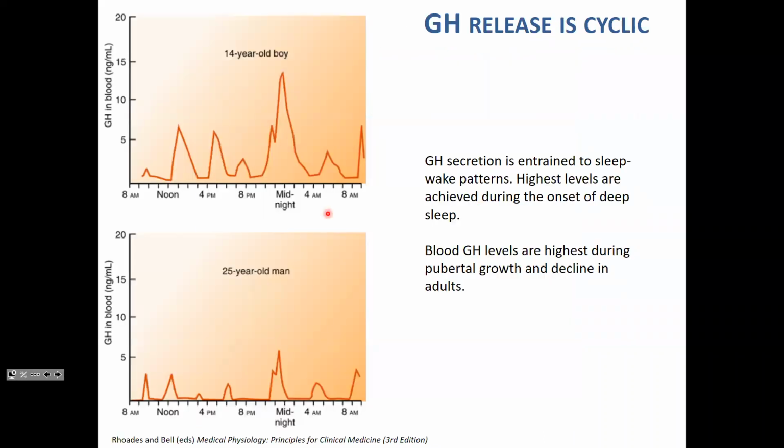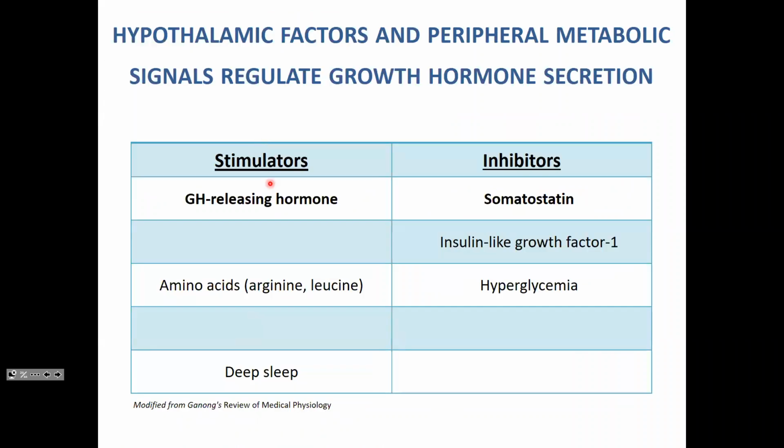All right. The other thing that's important about growth hormone is that it's cyclic. It's entrained to sleep. In this particular graph, the highest amount of growth hormone is at night, when you have the onset of deep sleep. The other thing that's important is that there's more secretion during pubertal growth versus when you get older. So the level of hormone is smaller in adults versus someone who's 14 years old. Right. Here again is a chart telling you exactly what I just talked about.